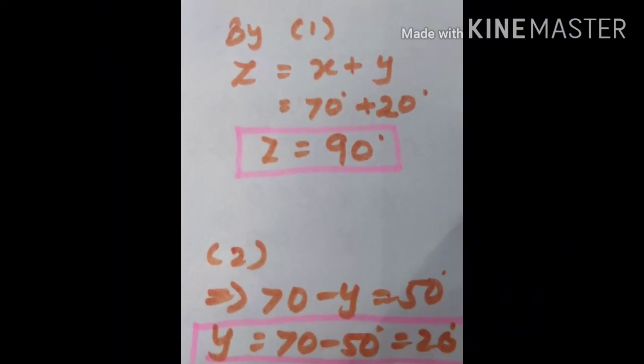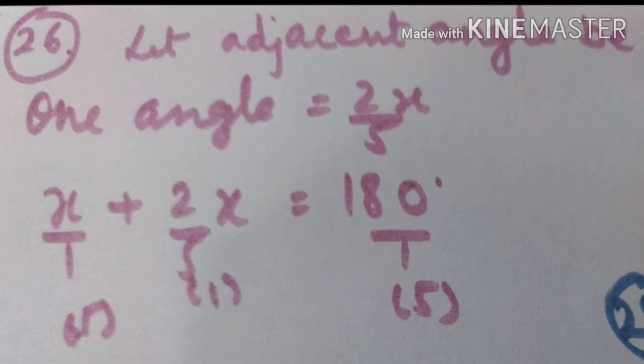Our next question is question number 26. In a parallelogram, one angle is 2/5 of the adjacent angle. Determine the angles of this parallelogram. Now students, to solve this question, first of all let me remind you of the properties of a parallelogram. A parallelogram means opposite sides are parallel and equal. Here it is written one angle and its adjacent angle. Now always an angle and its adjacent angle make supplementary angles in a parallelogram.